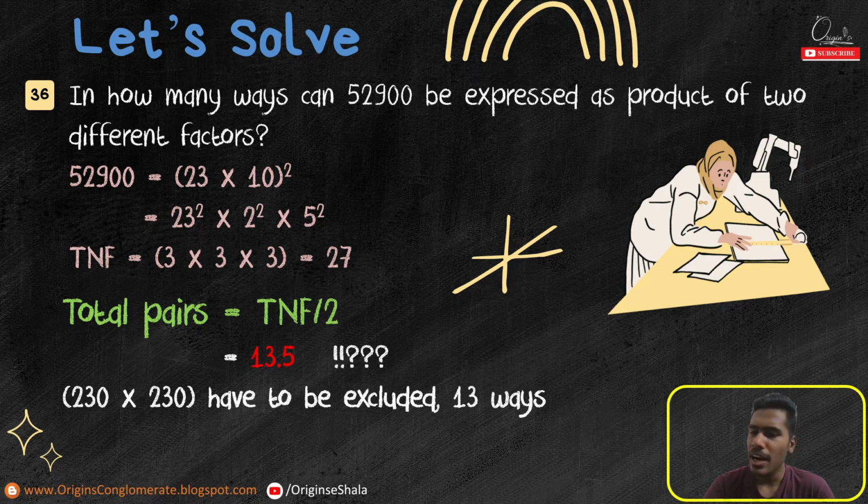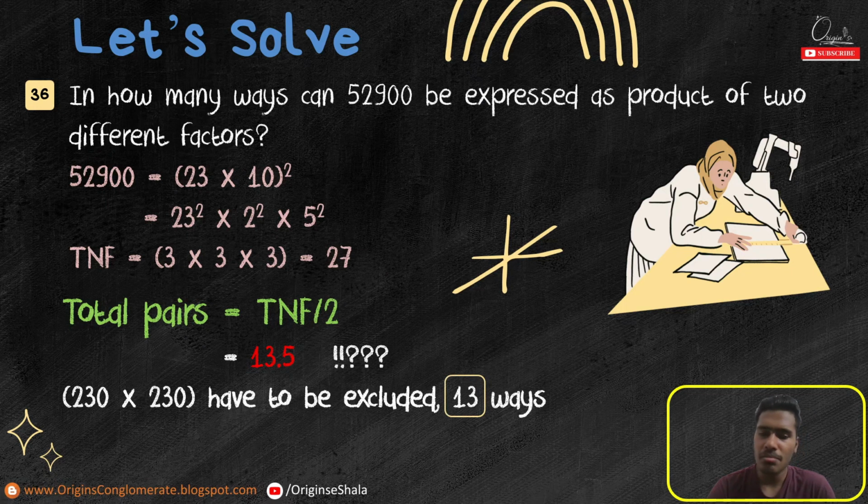Because if you pay mindful attention to the question, it is clearly stating it has to be two different factors. And no matter how I put it, 230 into 230 is not a product of two different numbers. They are one and the same. So obviously I can only write it in 13 ways in which both the numbers are different, and I'm still getting the final product as 52900.